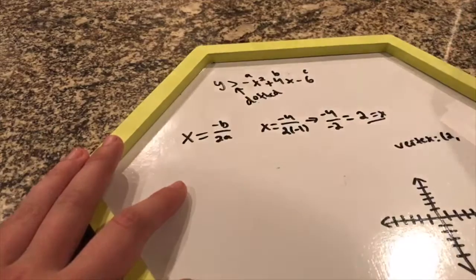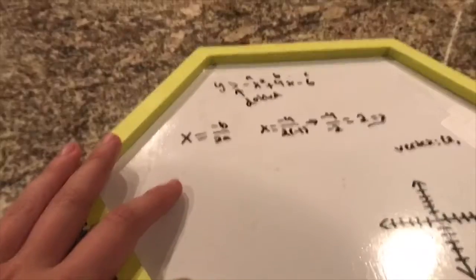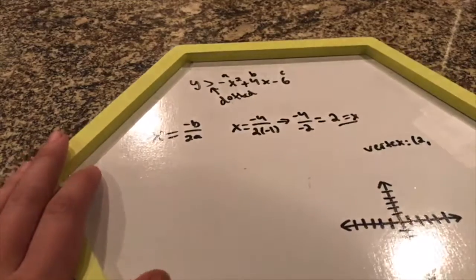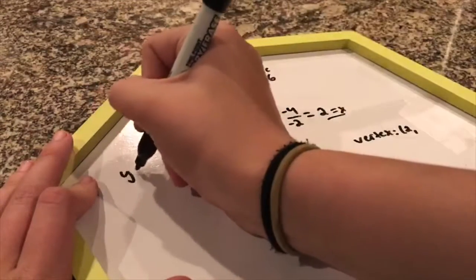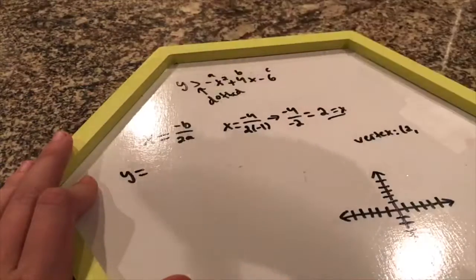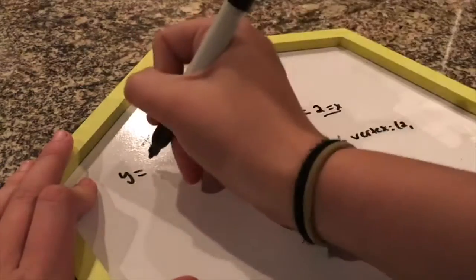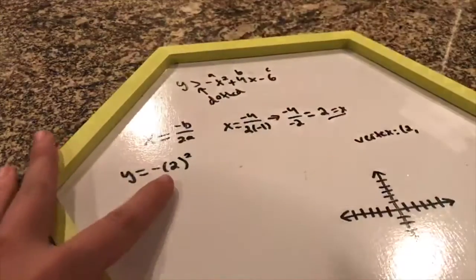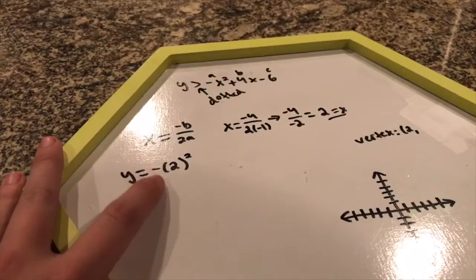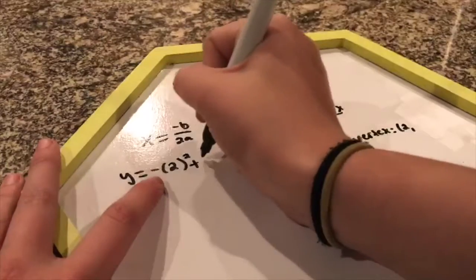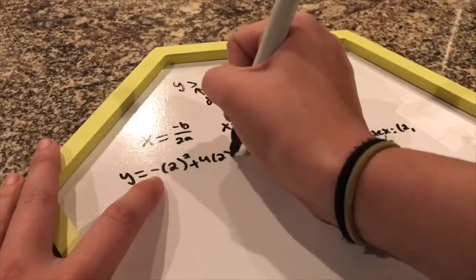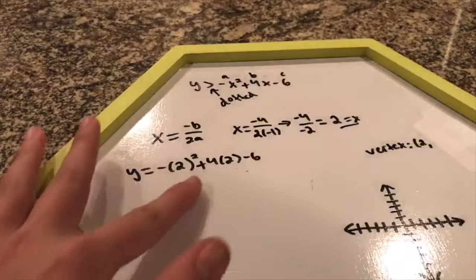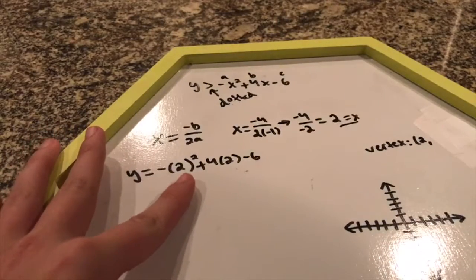So you have 2, and then whatever your y value is going to be as well. Okay, so then you want to plug in, again ignoring the little sign, your x value. So you want to put it in the little parentheses, and then you have the negative outside of that, plus the 4 times the 2, minus the 6.